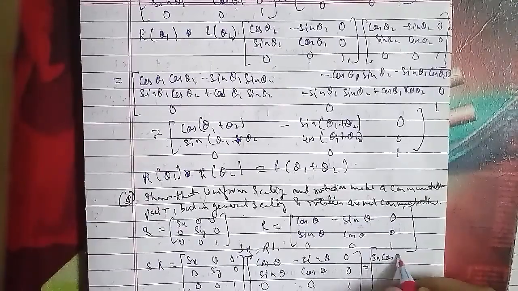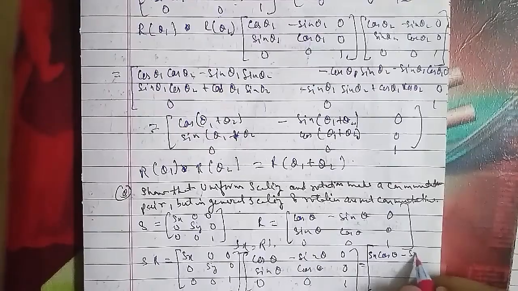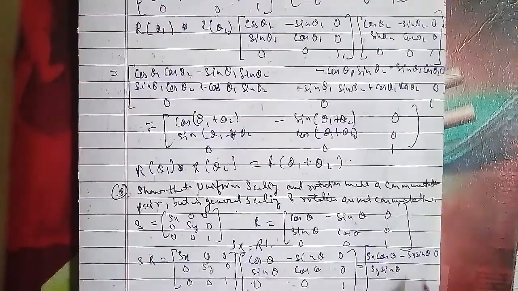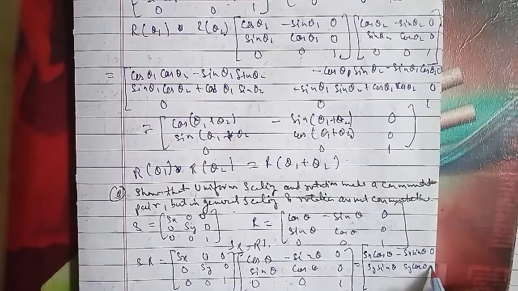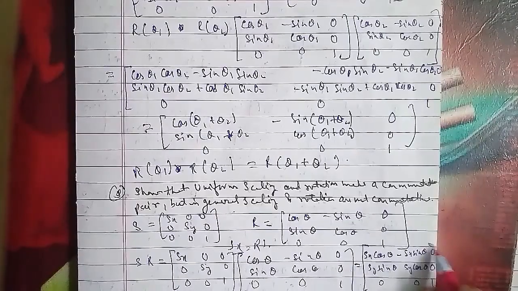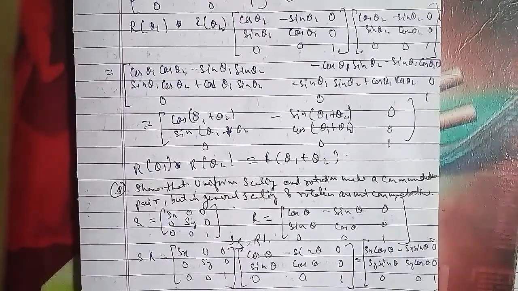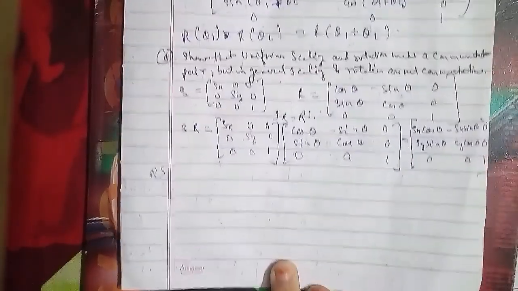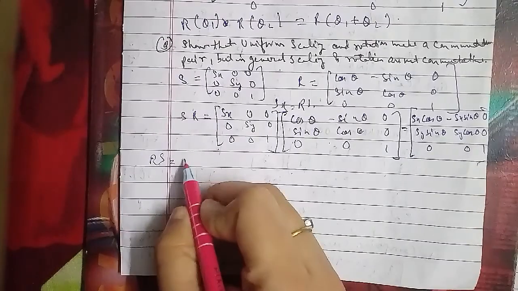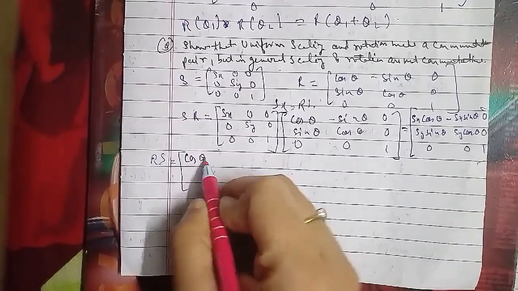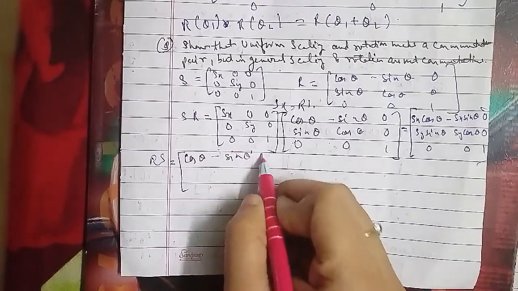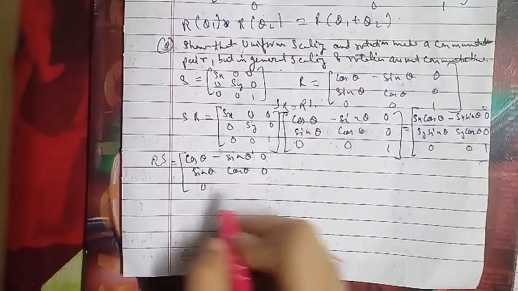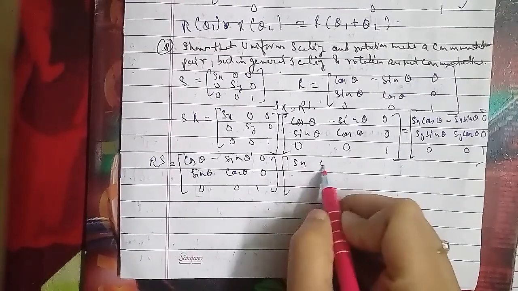So here, using the general scaling, the commutative property is not satisfied. When sx and sy are assigned the same value, a uniform scaling is produced. So let sx equal sy, which is also equal to 1. In the same case, we can say that scaling and rotation equals rotation and scaling. So we can prove that cos theta, minus sine theta, 0; sine theta, cos theta, 0; 0, 0, 1 equals cos theta, minus sine theta, 0; sine theta, cos theta, 0; 0, 0, 1. Hence the commutative property is satisfied for uniform scaling. So this has been proved here.